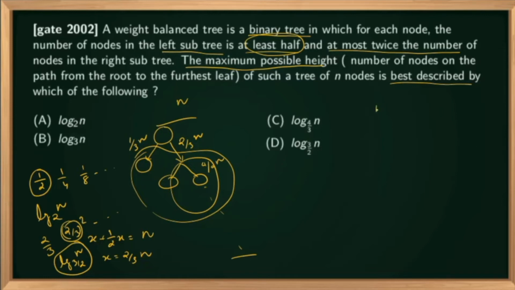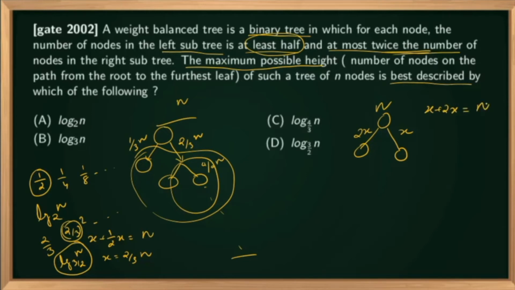So in that case, again, if you see the left side, here you have x, and this side you will have 2x. That is the maximum possible height. We want to find the maximum, and at most twice the number of nodes in the right subtree. That is another condition. So you can have x here and 2x here, and if you add x plus 2x, it should be n minus 1.